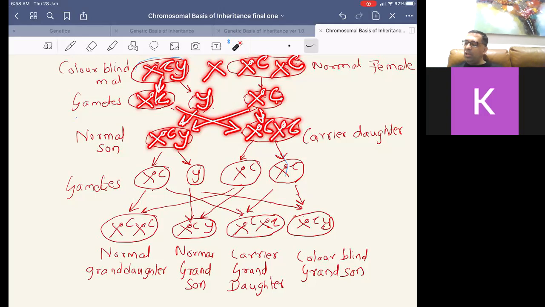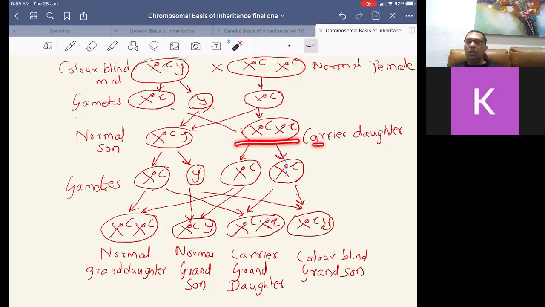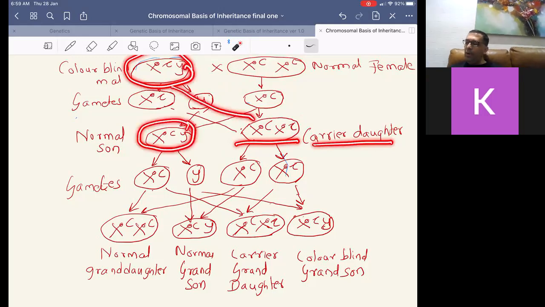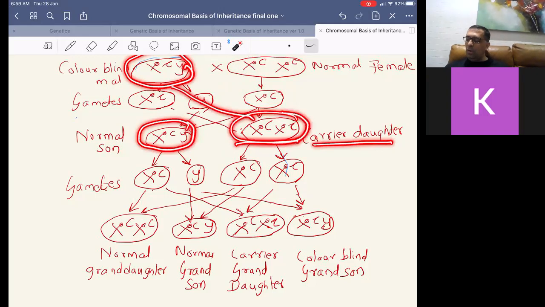The father's X small c has come here. She will become a carrier daughter. So the daughter will become a carrier. So if the father is colorblind, sons will become normal, but daughters will become carriers.